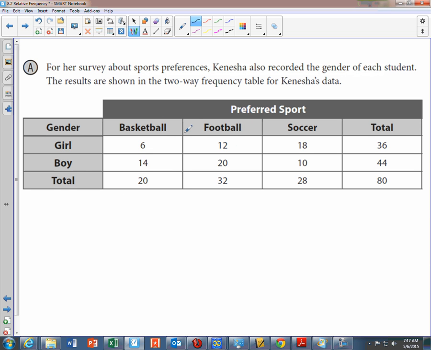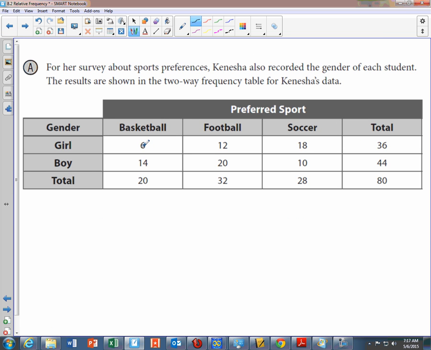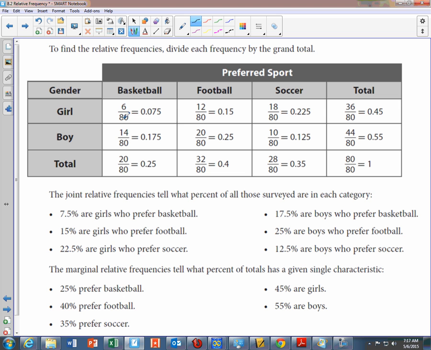We have this survey. Kanisha recorded the gender and sport preferences of a bunch of students and got this table. Now, from this table, she got a bunch of relative frequencies. Notice that there were 6 girls that like basketball out of 80 total. So she went 6 divided by 80 is 0.075. This is your joint relative frequency because it's in the middle.